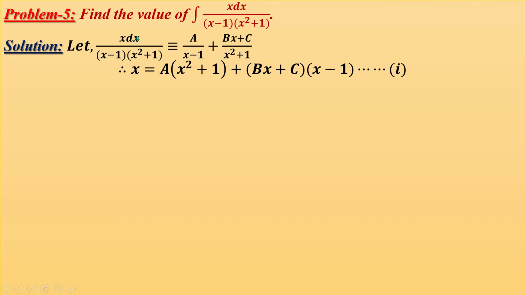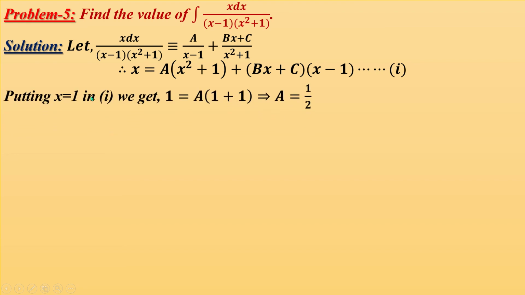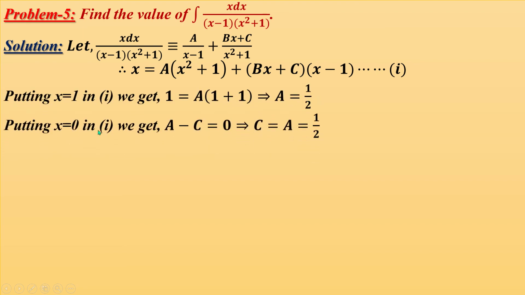Okay, this is wrong. That means we have to omit dx. Only here will be x by (x minus 1) into (x square plus 1). Now multiplying on both sides by (x minus 1) into (x square plus 1). As a result, the left side will be only x, and here will be a into (x square plus 1), and here will be (bx plus c) into (x minus 1). Now putting x equal to 1, we get a equal to half. When x is equal to 0, we get a minus c equal to 0, or c equal to a equal to 1 by 2.